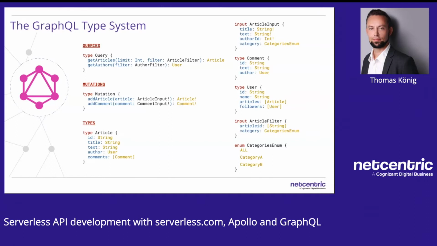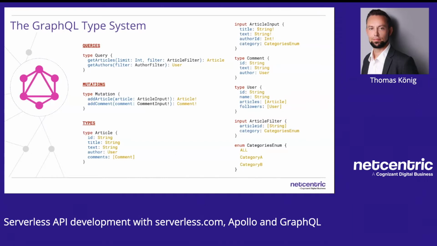Next to queries, we have so-called mutations. While you use queries to read data from your API, you have to use mutations to write data into your API. And those mutations work with the same types of input parameters, so bundled input types or single data types.